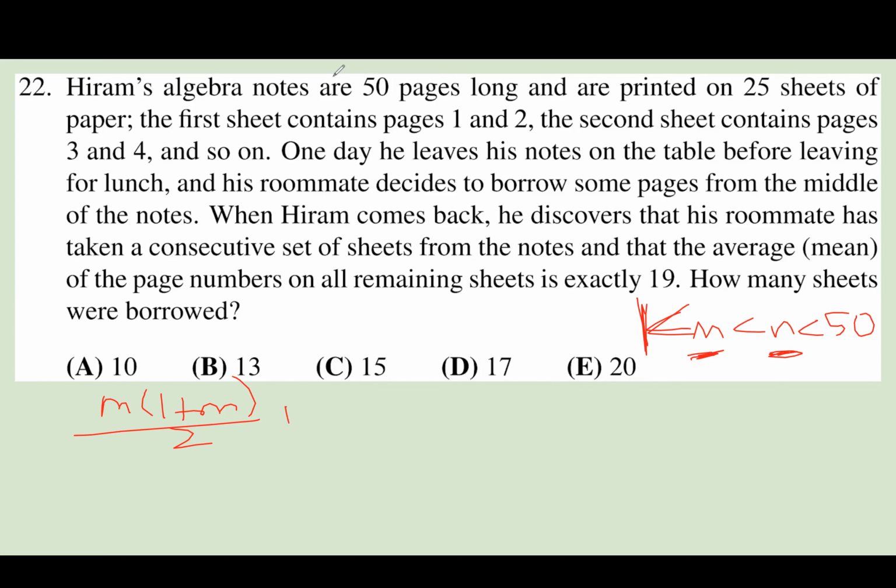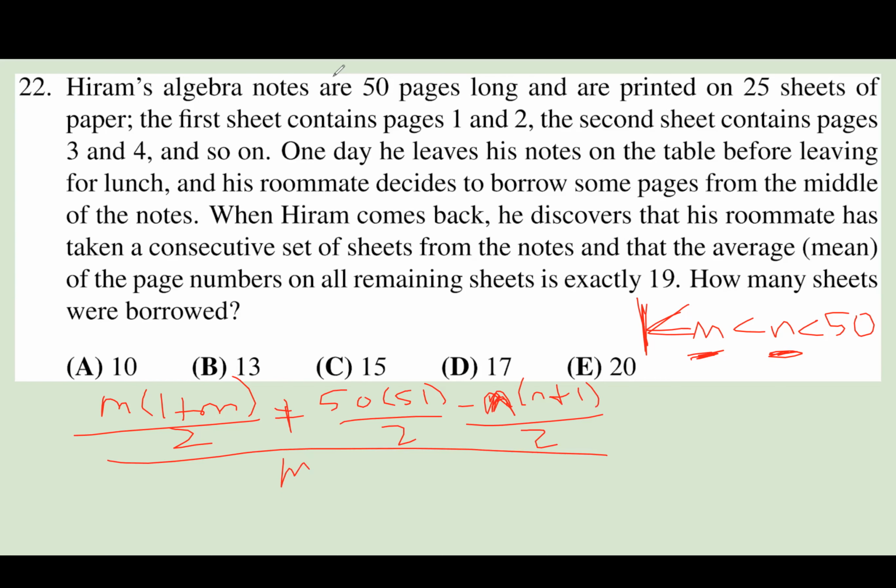So that would be plus the sum up to 50, which would be 50 times 51 divided by 2 minus N times N plus 1 over 2, right? Now, how many pages are there in total? Because remember, we want an average. M plus 50 minus N, and that has to equal 19, right?